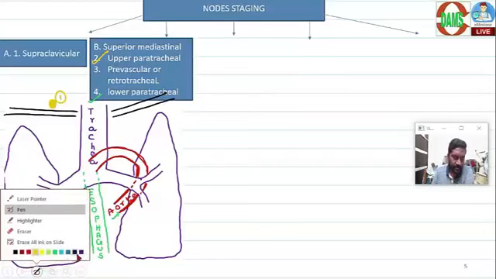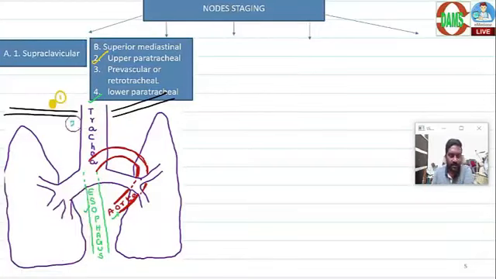So now let us see upper paratracheal. So in the upper portion of the trachea, around the trachea, they can exist. Then prevascular or retrotracheal. Prevascular is generally before the trachea. Retrotracheal is generally behind the trachea.